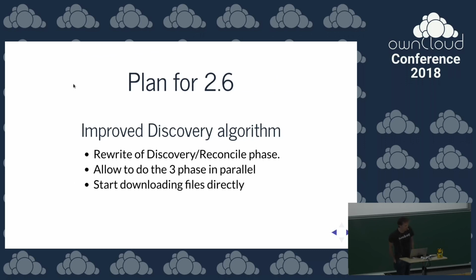Another feature for 2.6, which would probably be in it, is an improved discovery algorithm. As we've seen before, the first step is to discover, and this might take a long time, especially for the first sync. In 2.6, the idea is to do the phases in parallel, so we can already download and upload files as we are discovering. This means that, especially for the first sync, we don't need to wait a very long time until we read the whole files from the server.